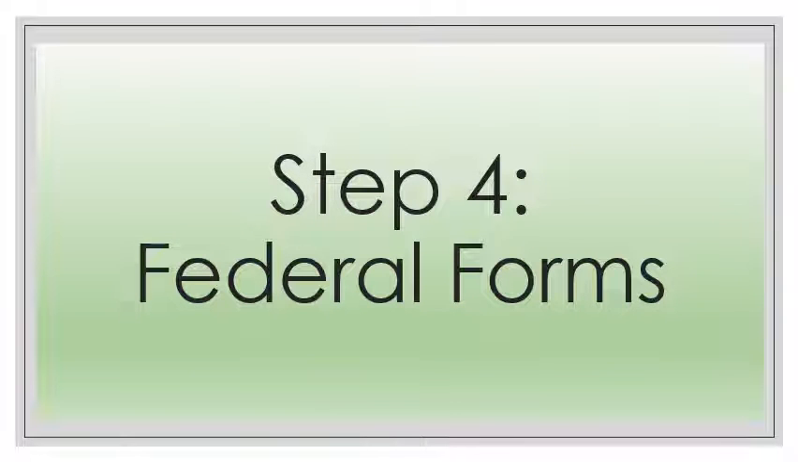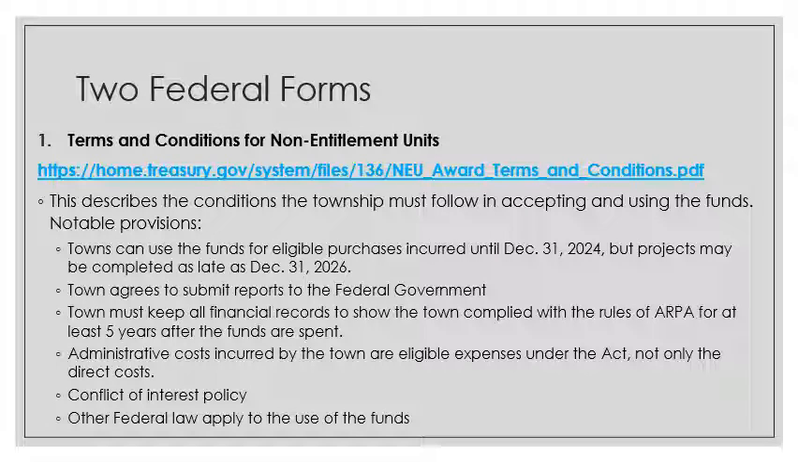Step 4 is to complete federal forms. The first form is a terms and conditions agreement. This is where the township is saying we accept this money and we agree to be bound by these promises. For the most part, it's saying you're going to follow the rules of the program and you're going to follow certain federal laws. But for the most part, it shouldn't change the way townships operate.